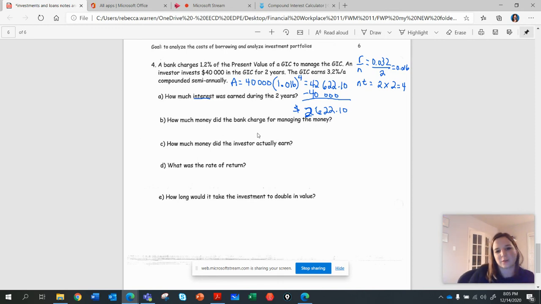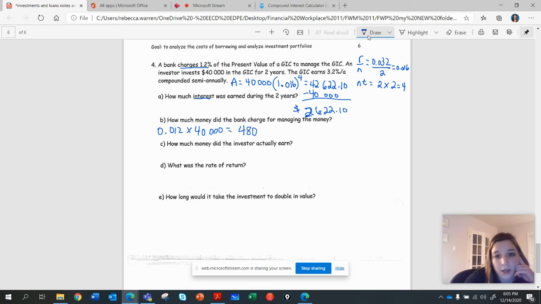And then the next part, how much money did the bank charge for managing the account? This particular calculation is going to be the same, whether it's compound interest or simple interest. So that makes it nice and easy. That's just where we take the charge percentage. So 1.2% of whatever was invested. So 1.2% is 0.012, and we times that by the principal amount, which is 40,000. And you should get an answer of 480.